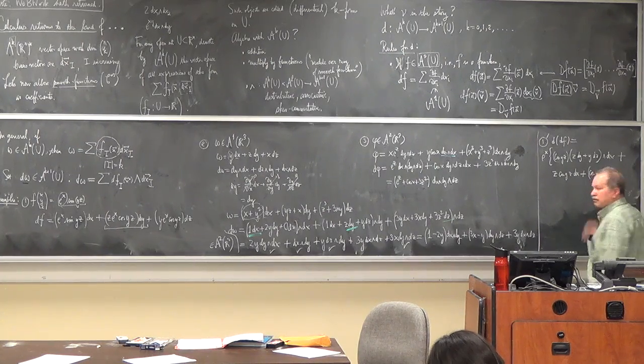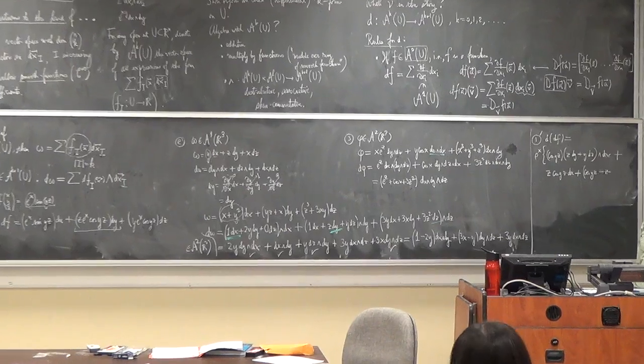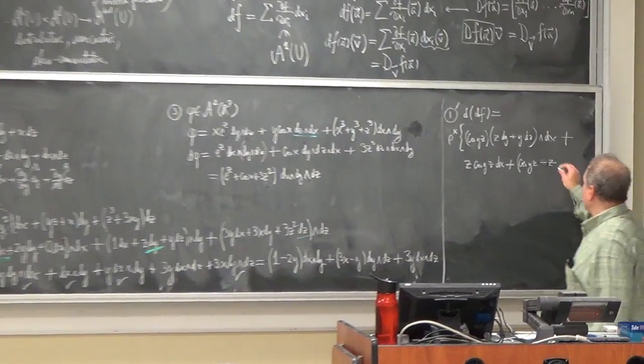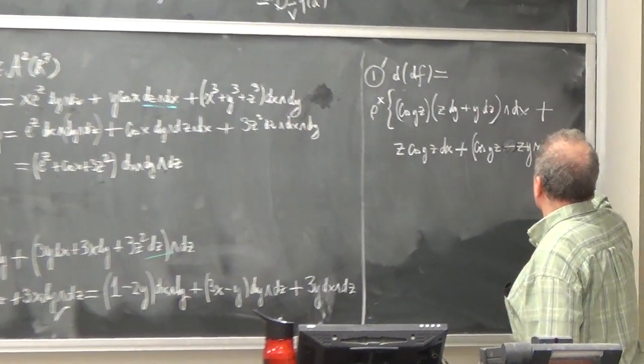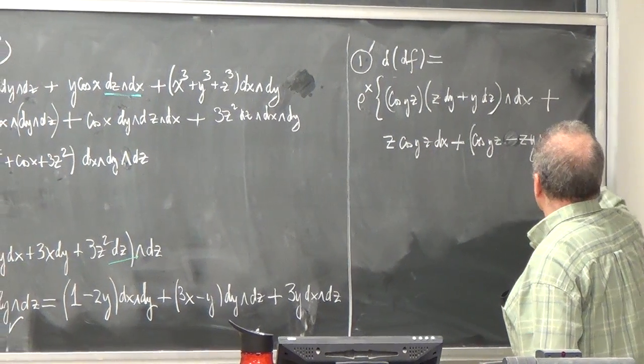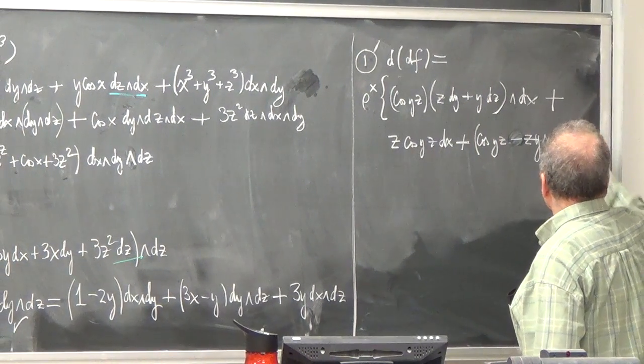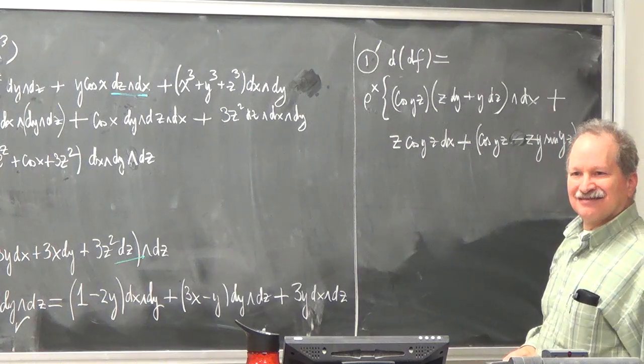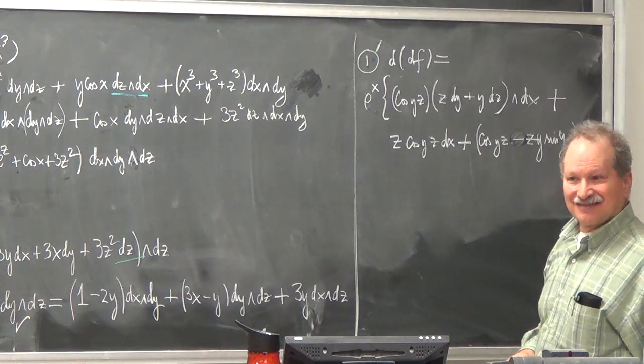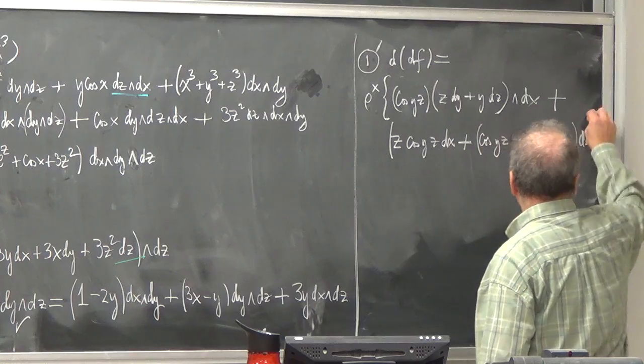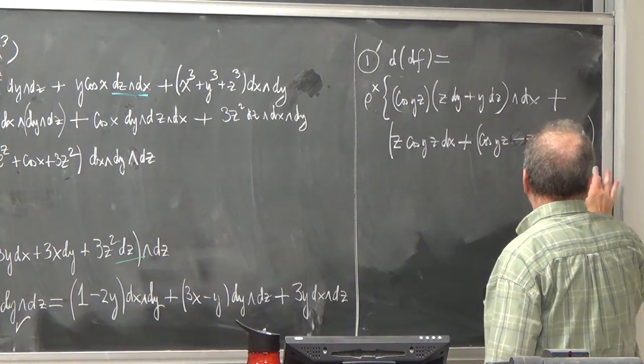We have z times the derivative of cosine yz with respect to z, right? So I'm going to get a y sine yz, all of that dz. Agreed? I should have done an easier example, but you guys ought to be able to do all this. That's all wedged with dy that was sitting there.